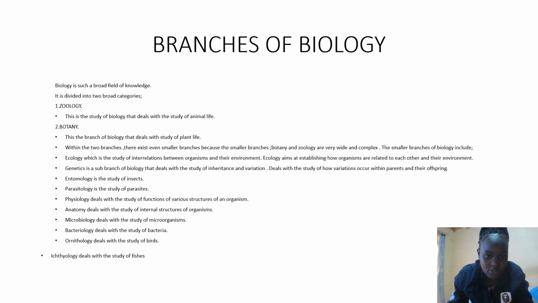Then anatomy. Anatomy deals with the study of the internal structures of an organism. This entails only the internal structures. The next is microbiology, whereby microbiology deals with the study of microorganisms, and such microorganisms include the bacterium and etc. The next is bacteriology, whereby it deals with the study of bacteria, and ornithology. Ornithology deals with the study of birds. Birds include the ostriches, the doves, the turkey, and also the chicken are in the category of birds.